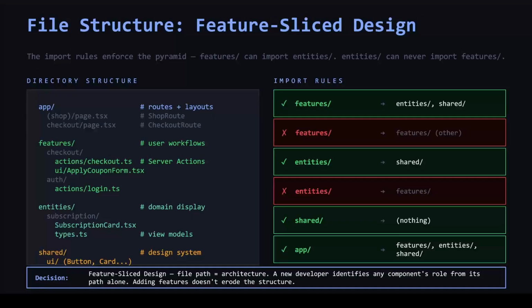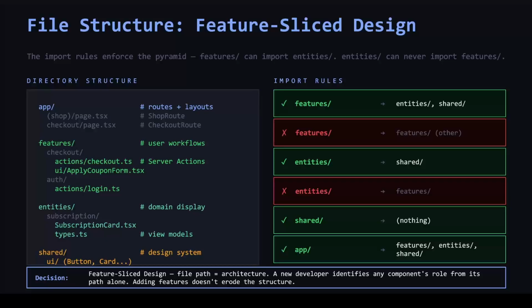File structure. Feature slice design, which was a big influence on how I structured this project, right? The file structure of a front-end code base is its architecture made visible. The left side shows the directory structure. App contains the route definitions and layouts.